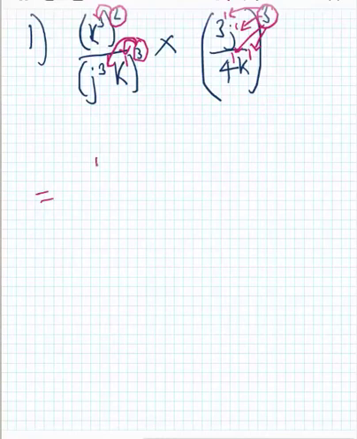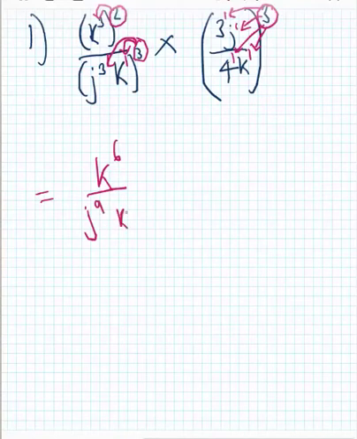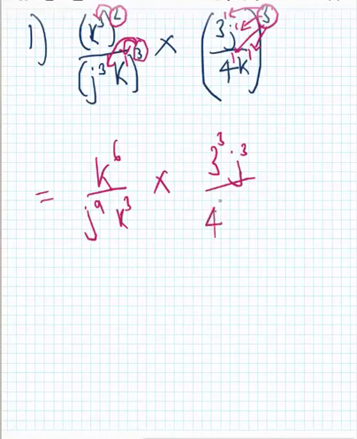3 times 2 is 6, so k to the power of 6 over j to the power of 9 and k to the power of 3 times, and everything here will just be to the power of 3. So 3 to the power of 3, j to the power of 3 over 4 to the power of 3 and k to the power of 3.